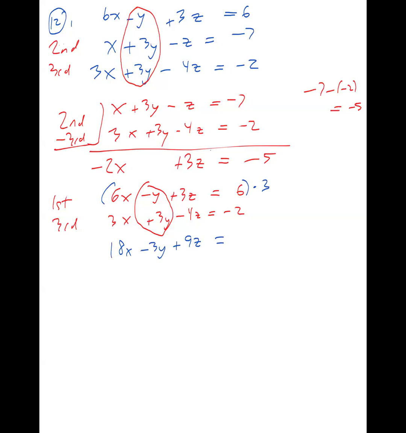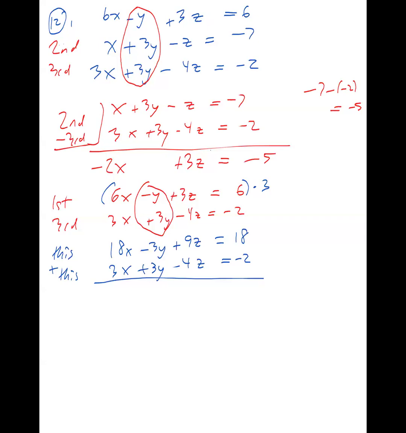18x minus 3y plus 9z equals 18. And then the third equation stays the same. 3x plus 3y minus 4z equals negative 2. There we go. Okay, so there's that. What happens now? Subtract. Actually, that's what you normally do, but in this particular case, we can actually add because these are already opposites. So instead of subtracting like normal, we're just going to take this one plus this one, like that.